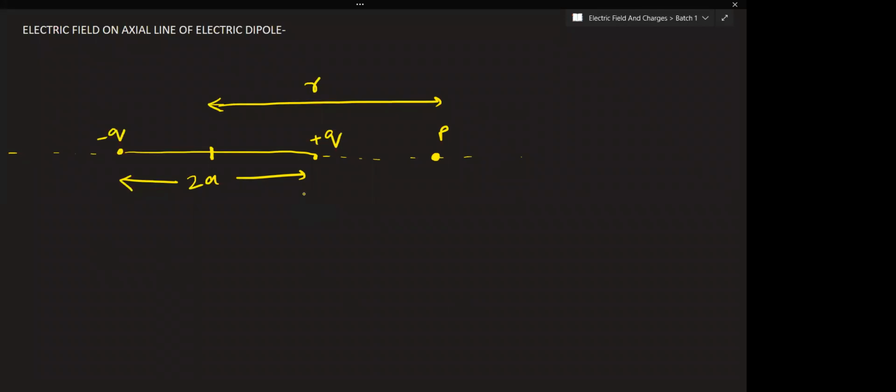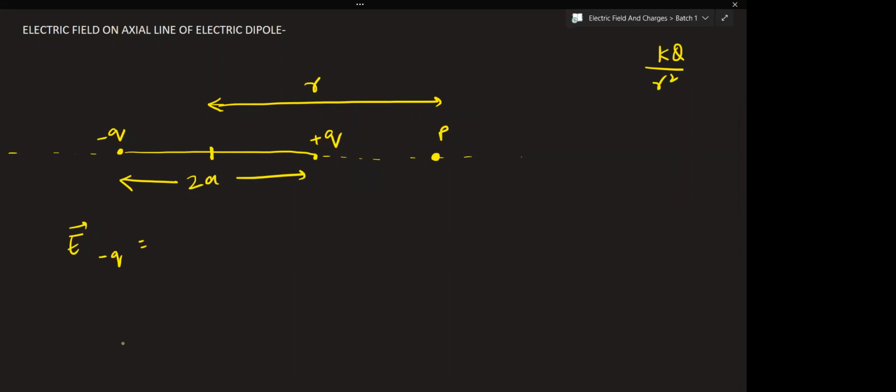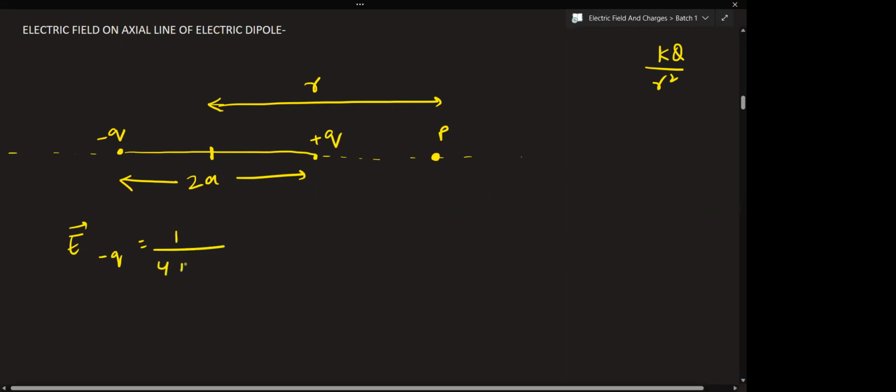So individual electric field, we know how to calculate. Electric field because of negative charge, this minus q charge. Electric field due to this negative charge, we have already seen the general formula of electric field, kq divided by r square. So what is k? How do we write k? Yes, 1 by 4 pi epsilon naught. Correct. Both of you are correct. This is 1 by 4 pi epsilon naught.